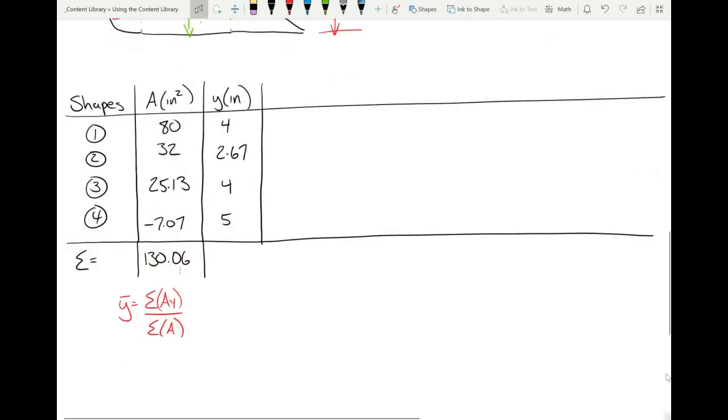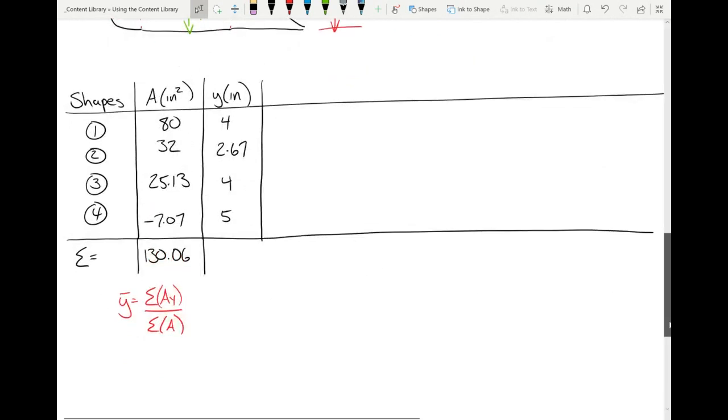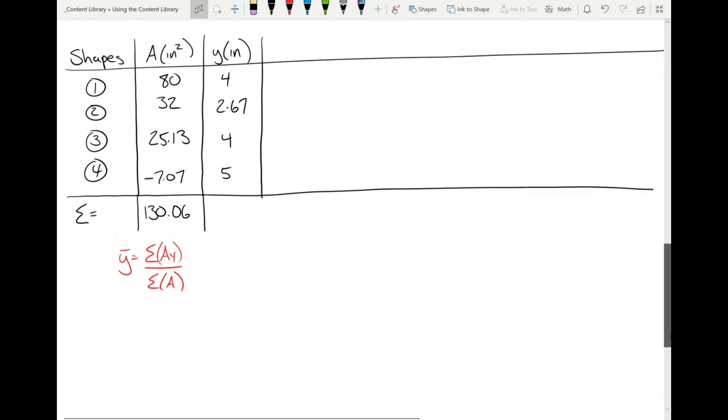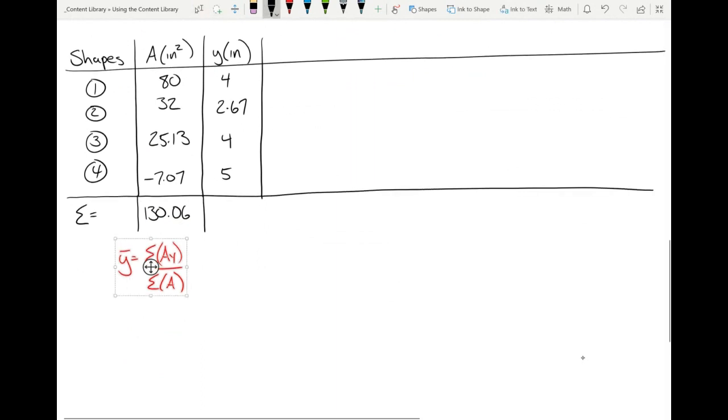Okay, let me scroll down a little bit so that I'm not squunching here down on the bottom. Okay, so we've got our A's, we've got our Y's. Next thing I'm going to compute are the AY's. Let's go ahead and do that first.